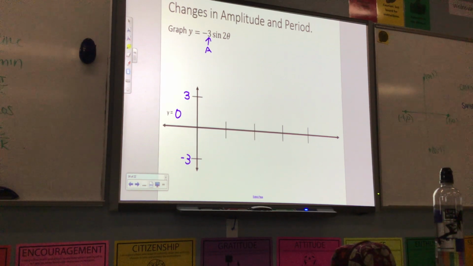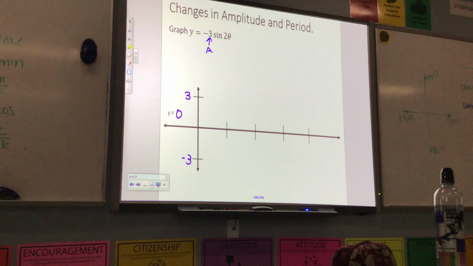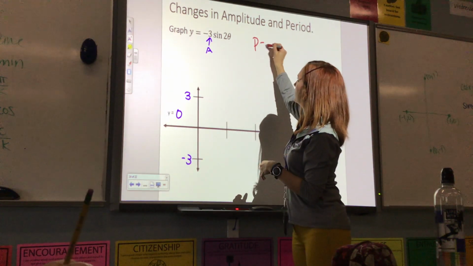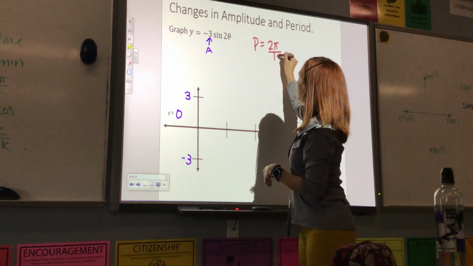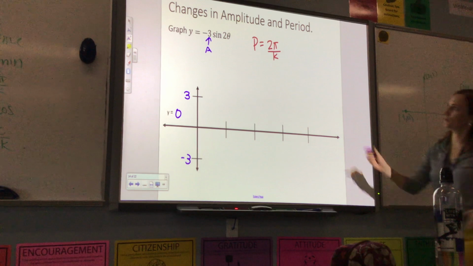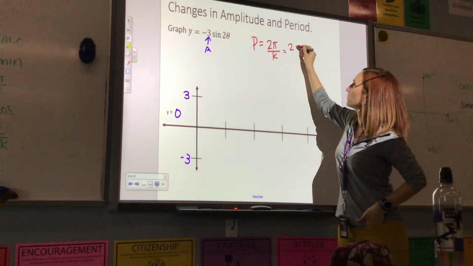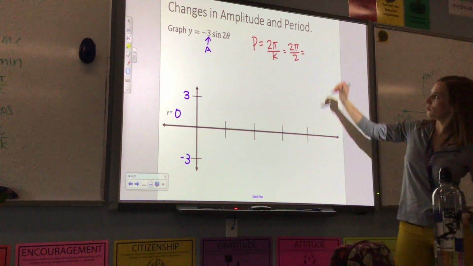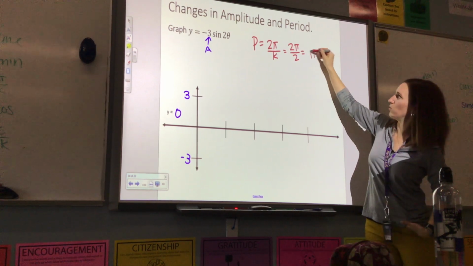Okay, now we have to find our new period. Our graph will not take a full 2 pi to go through one revolution because that 2 is there. So you're going to use this formula every time: your period is equal to 2 pi over k. What's my k value? 2. So I'm going to plug that in. How long will it take for my graph to start repeating itself? Just 1 pi.